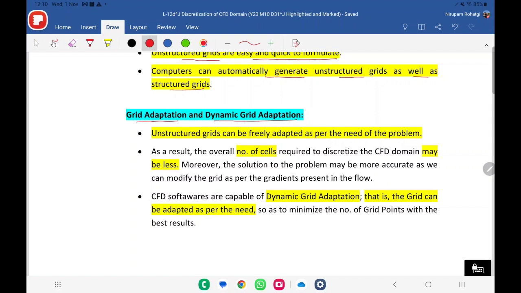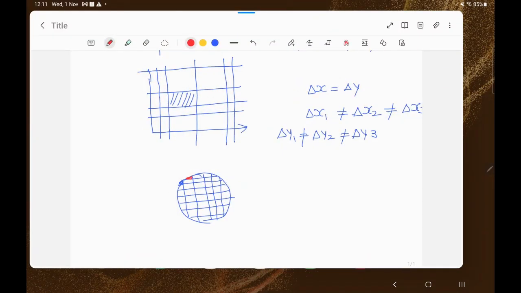That is the meaning of adaptation. So this grid adaptation means the grid can change as per the requirement. Right? Now, unstructured grids can be freely adapted as per the need of the problem. Structured grids can also be adapted, but the freedom available in unstructured grid is much less. What does adaptation mean? Let me tell you first, because then only it will become important.